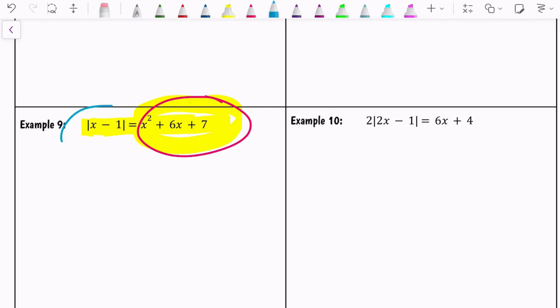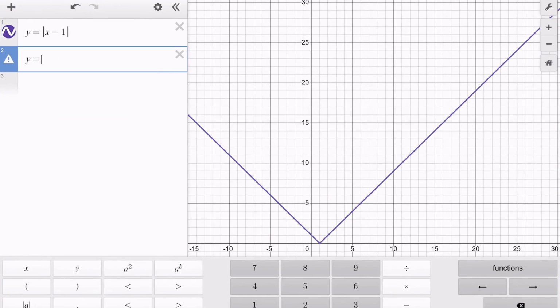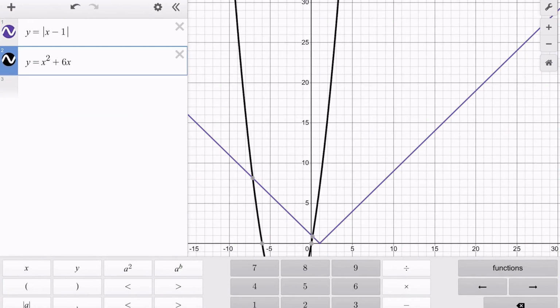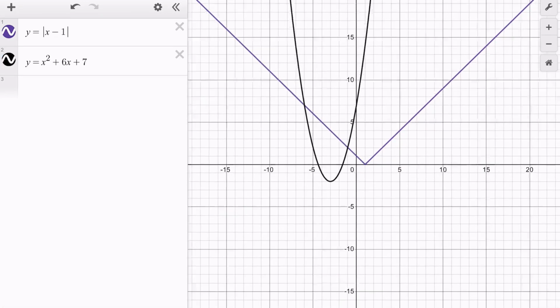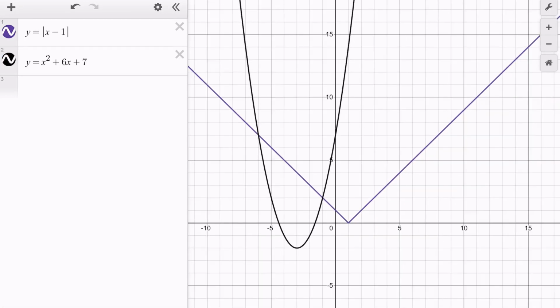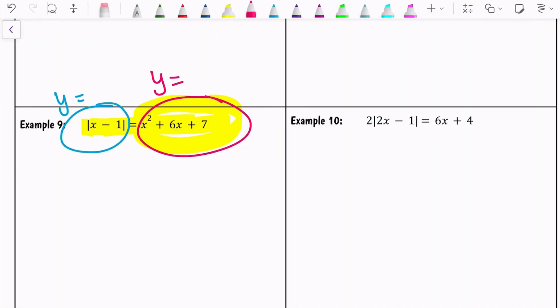And the blue side is my left side. So I did y equals that side, and now I'm doing y equals this side. So I have x squared plus 6x plus 7. And this one's also crossing twice. You might notice here it looks a lot different because it's an absolute value V-shape and a quadratic U-shaped graph. It does cross twice at -6 and at -1. Again, we're only using the x values, not the y values. So -6 and -1.